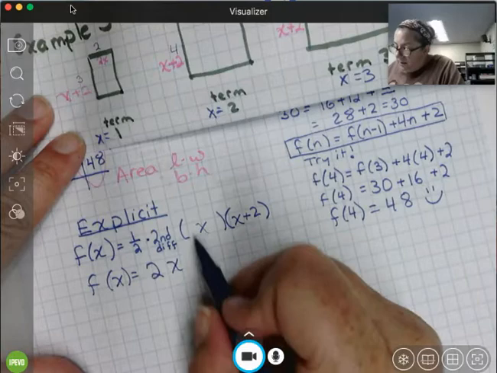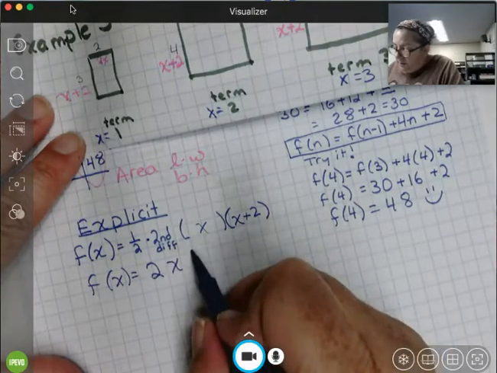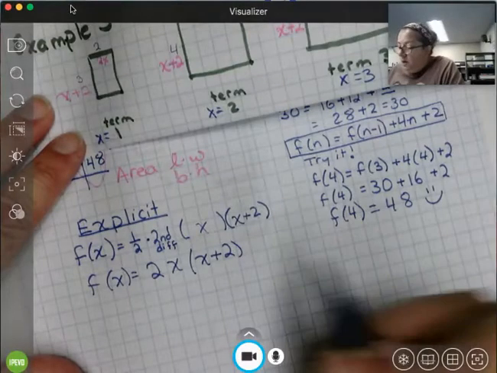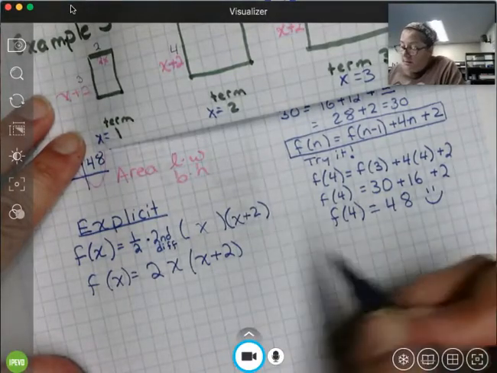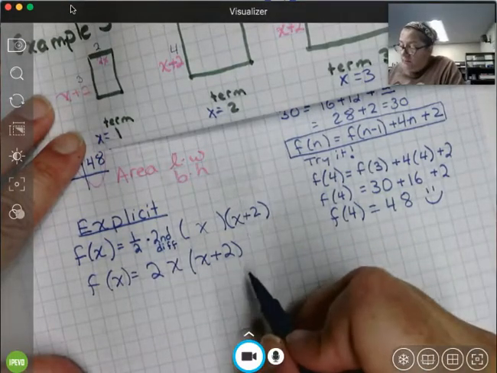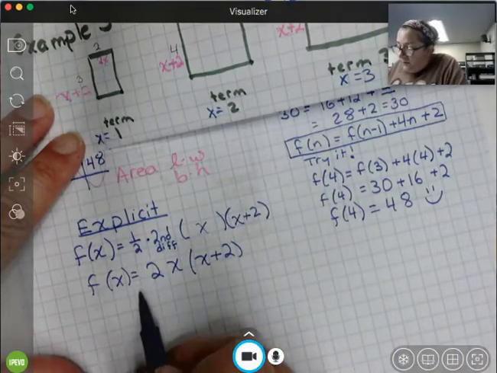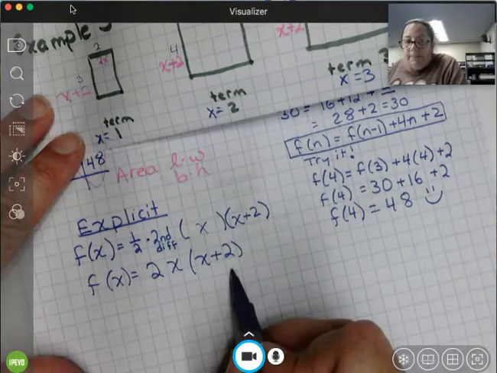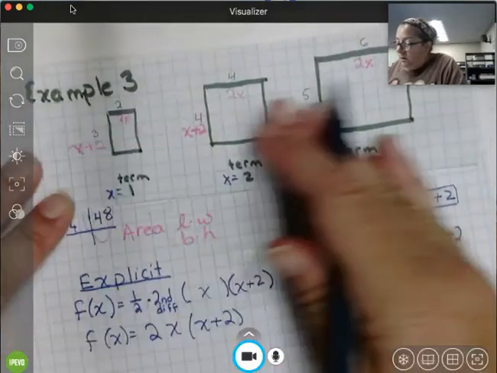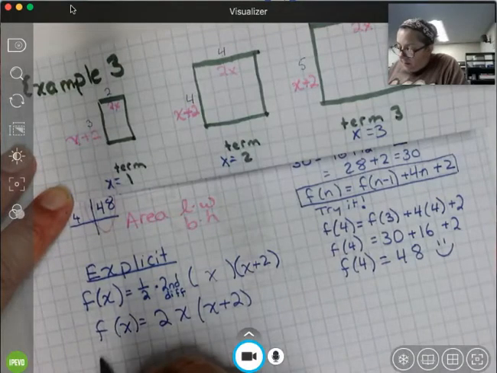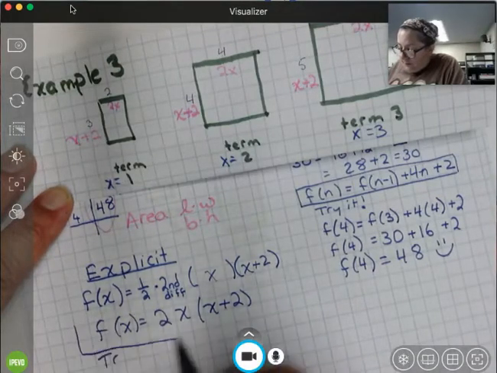So I'm going to write it like this. I'm going to put this 2 and this x together, and then x plus 2. Could you distribute it? Yes, and that's where your x squared would come from. You would get 2x squared plus 4x. We're going to leave it like this for right now, though, because we are using it to represent a rectangle. And so let's try it now. This is our equation for the explicit.